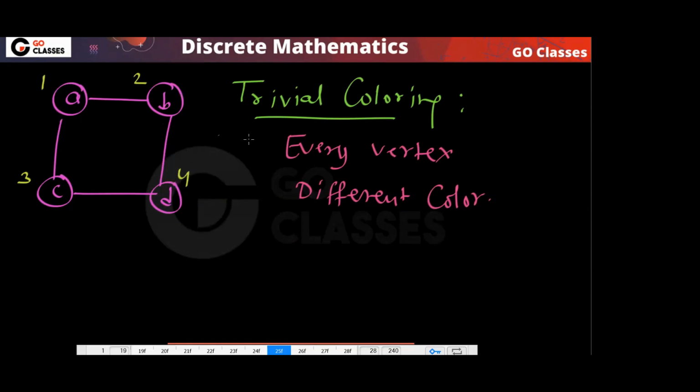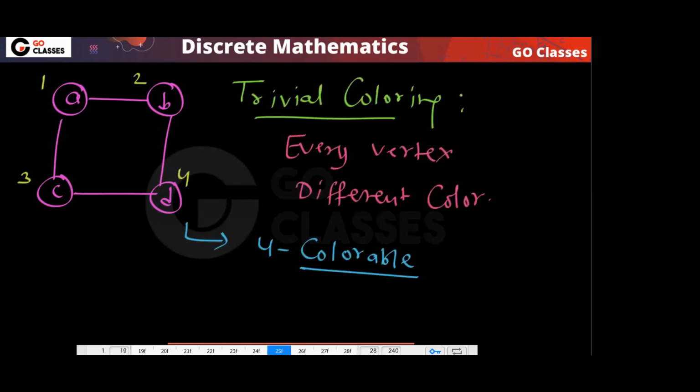Adjacent vertices have different color. This is the trivial coloring. So I can say that this graph is 4 colorable, because you can color it using 4 colors. Can you color it using 4 colors? Yes, you can color it using at most 4 colors. This basically means at most 4 colors you will need. Okay, so this is 4 colorable.